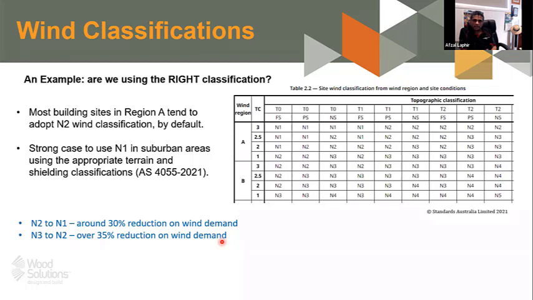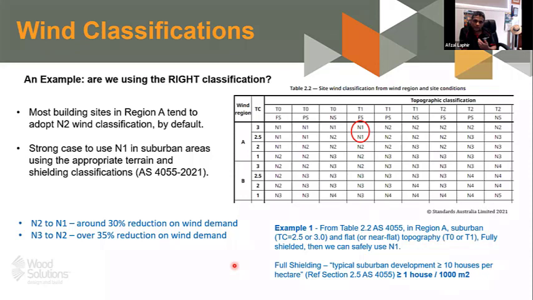However, if you consider typical buildings, as I just mentioned, they are suburban, they're relatively flat, and as I said, you can use the full shielding concept. When you take all that into account, you could effectively convert most of the N2 wind regions to N1. You can see from this table T2.2 from AS4055, that if we are in a T1 region, say, and if we are in region A, the terrain category of 2.5 or 3, N1 is acceptable.